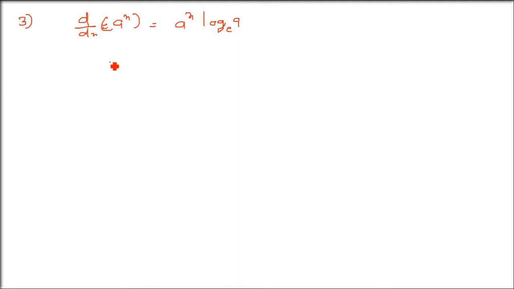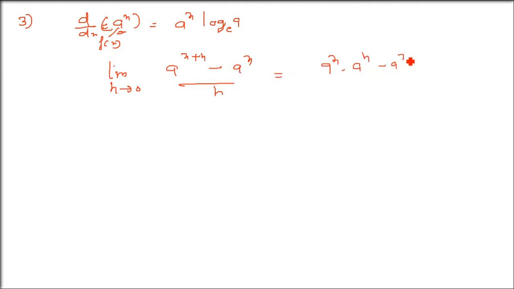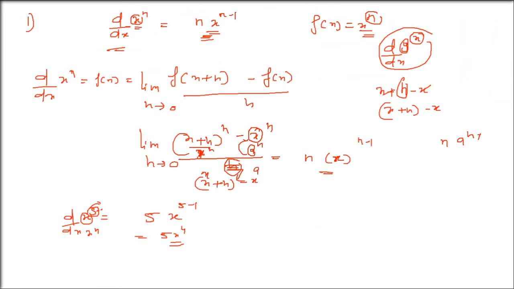E is the base. So now we have limit h tends to 0. I am directly writing it: a to the power x plus h, that is f(x plus h) minus f(x). This is f(x). So f(x plus h) is a raised x plus h minus a^x by h. Now a to the power x dot a to the power h minus a to the power x by h. Now you can take a to the power x common, you will have a to the power h minus 1 by h. So apply the limit. Now you know a to the power h minus 1 by h.